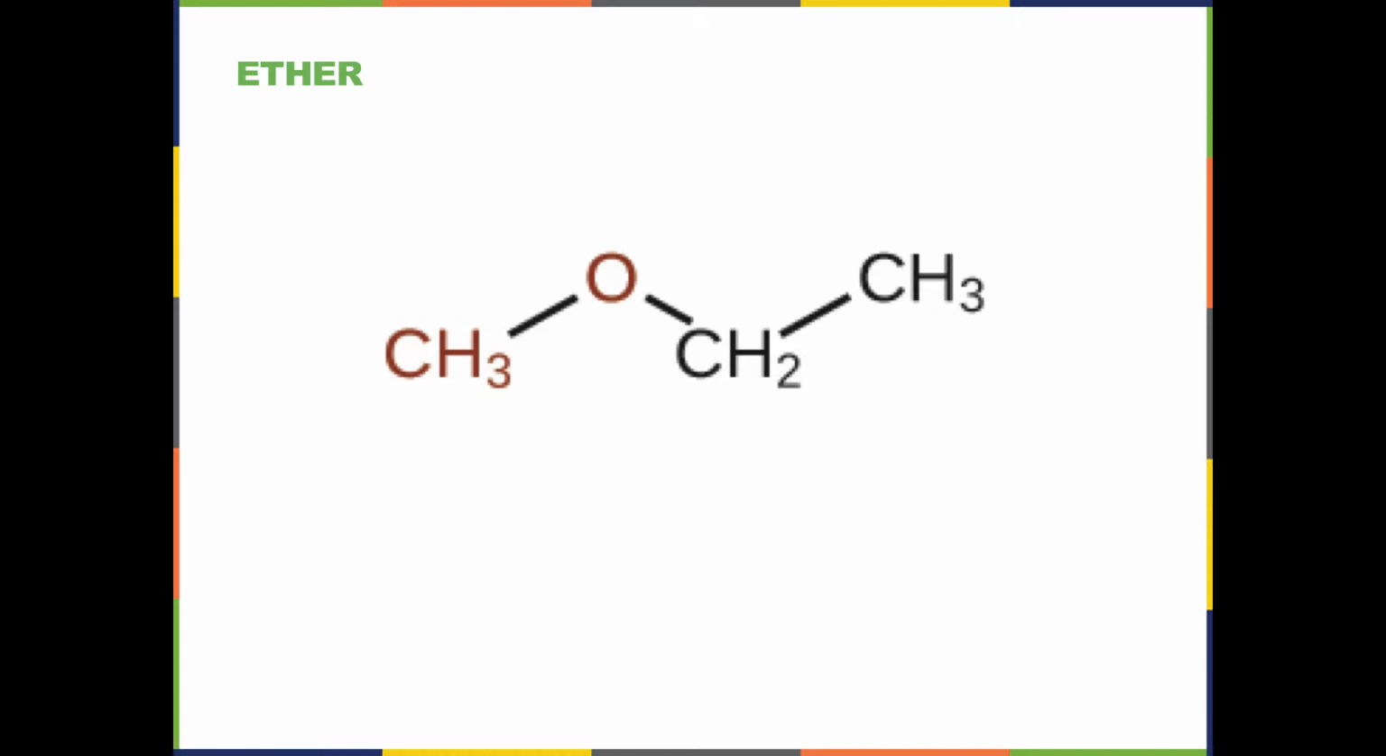Now an ether looks like this. What you see here is two small chains, in this case a methyl and an ethyl, and they're linked together by an oxygen. So an ether is a compound that contains the functional group of an O in the middle of the chain, somewhere in the middle of the chain. Now if the O is on the end, it's a different compound, so the O has to be in the middle of the chain.